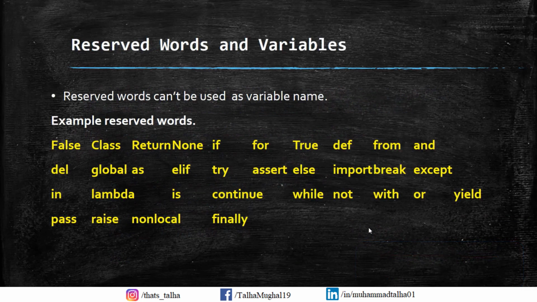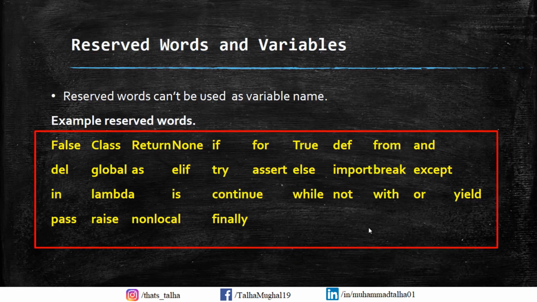In Python, reserved words can't be used for a variable name. Reserved words are the words that are already used in the Python library for specific tasks. That is why whenever we use those reserved words as a variable name, Python will not be able to differentiate whether this is a reserved word or a variable. That is why the best practice is to avoid using reserved words as variables. Some examples of reserved words are given here.